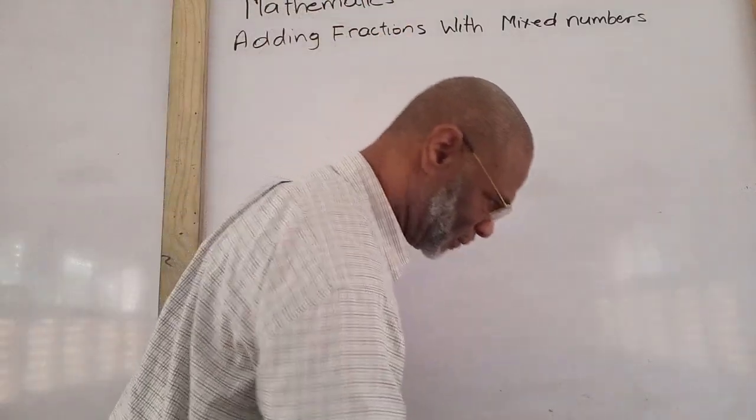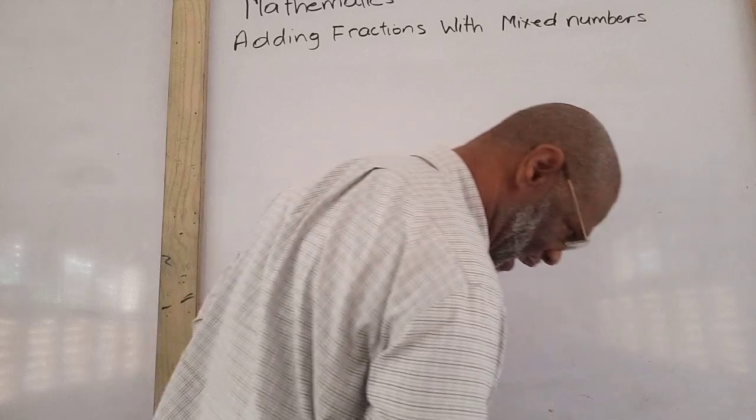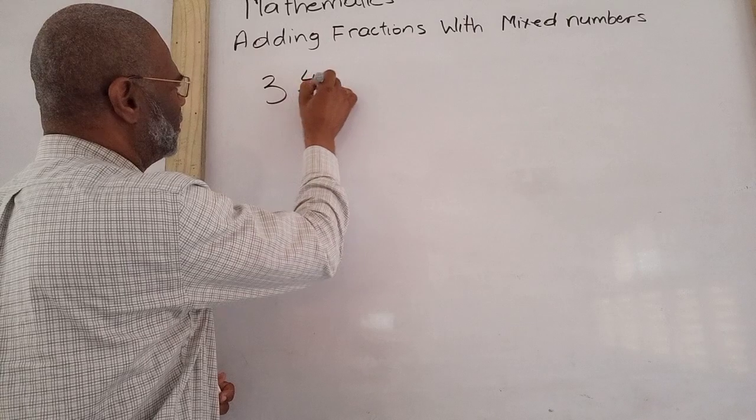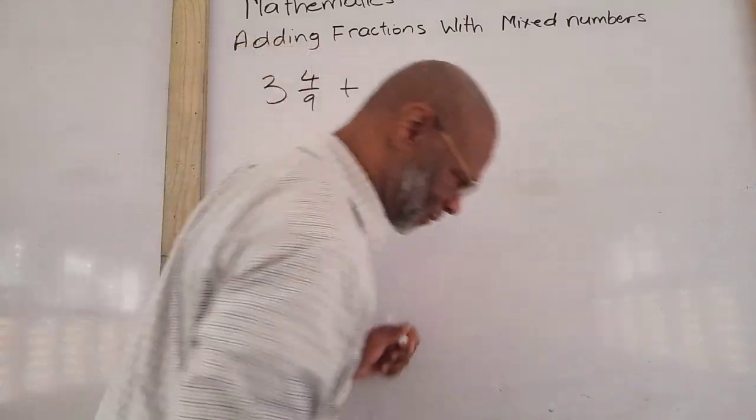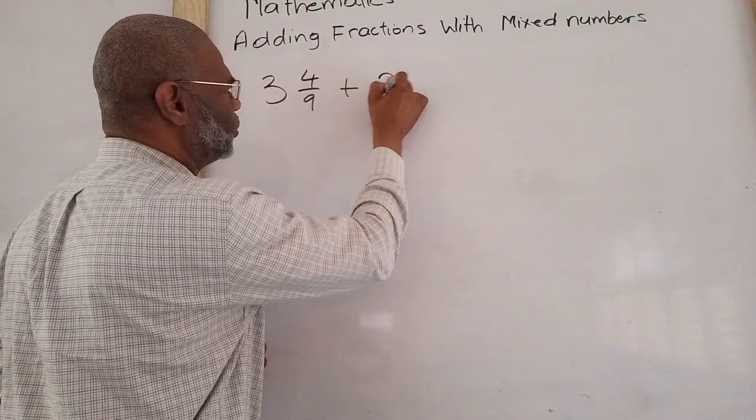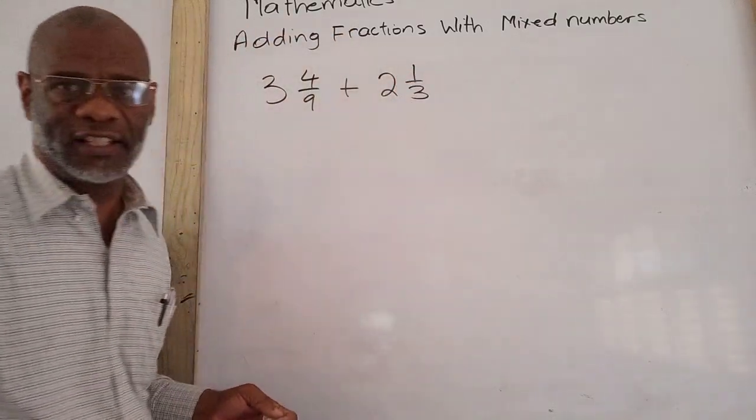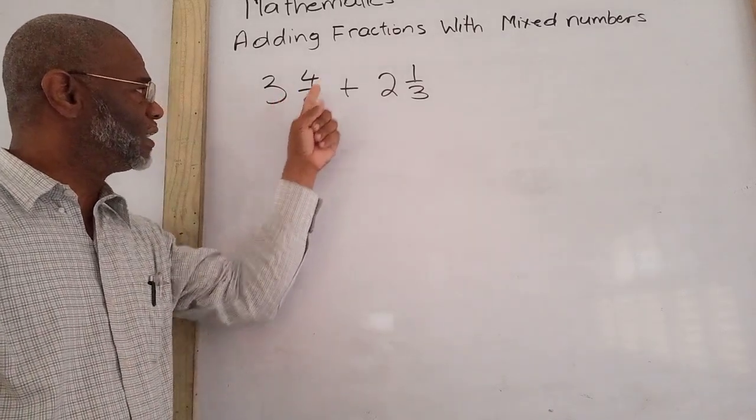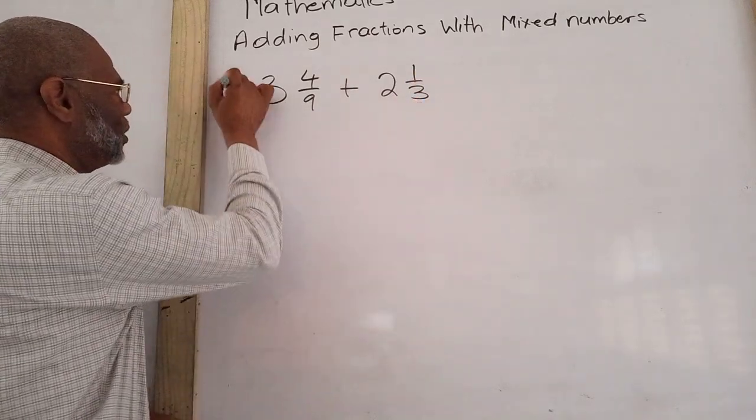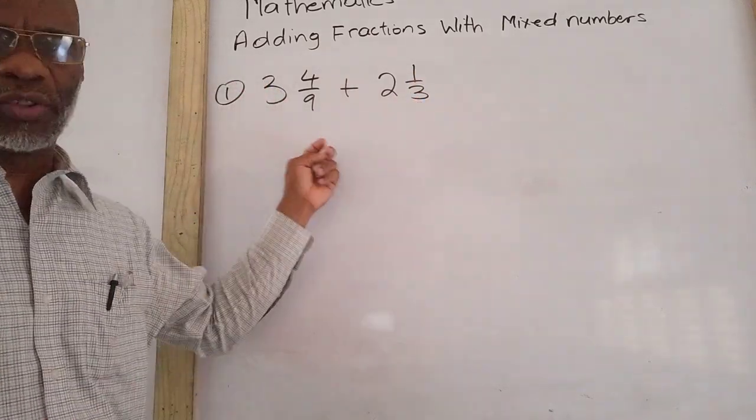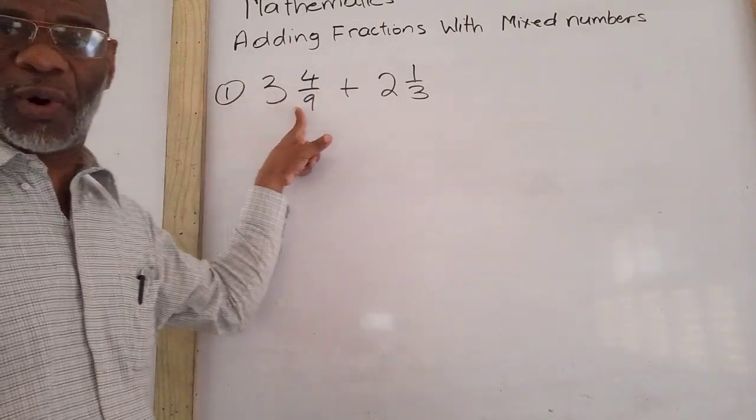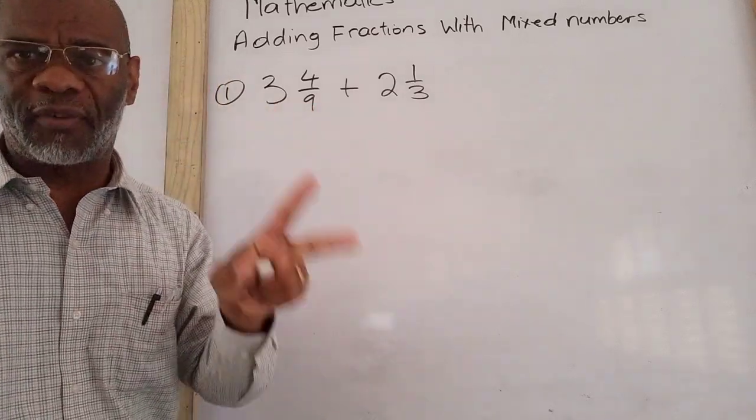Now, we have 3 and 4/9 plus 2 and 1/3. Let's take number 1. The first thing we need to do is change this fraction to an improper fraction.